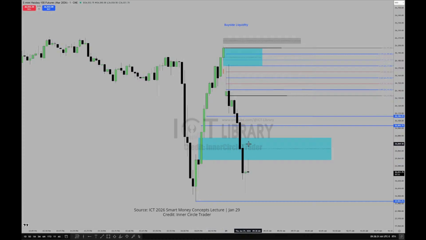If it can run up and start laying bodies down in the upper half of that blue box, that makes it far less likely that they're going to reach for that liquidity before a deeper retracement.